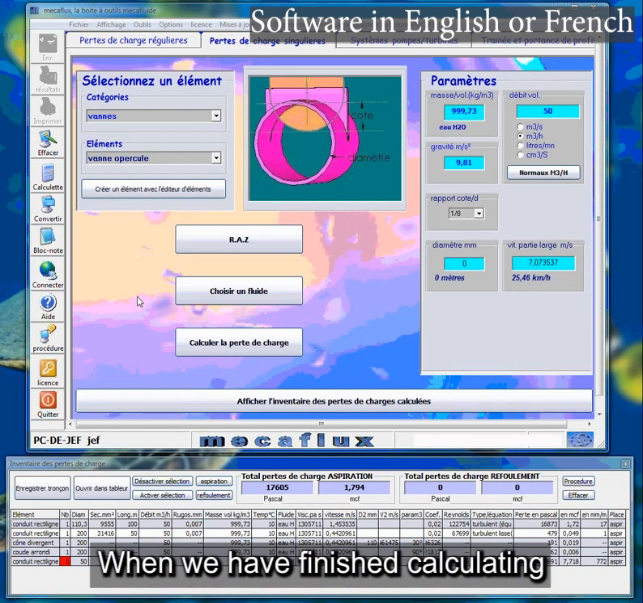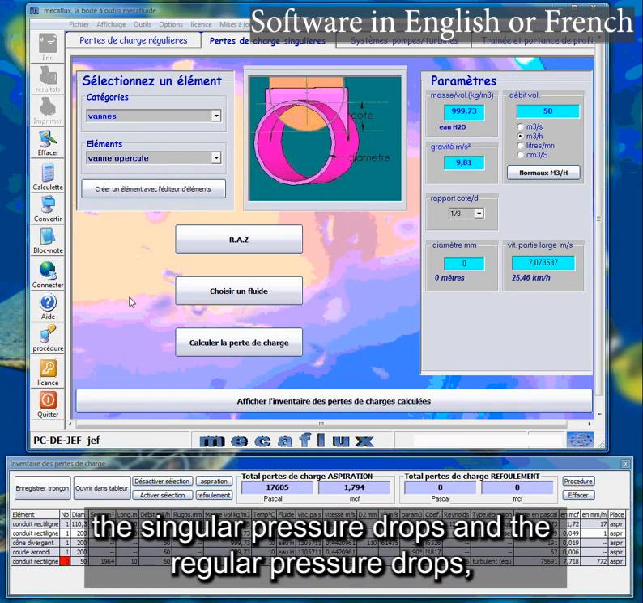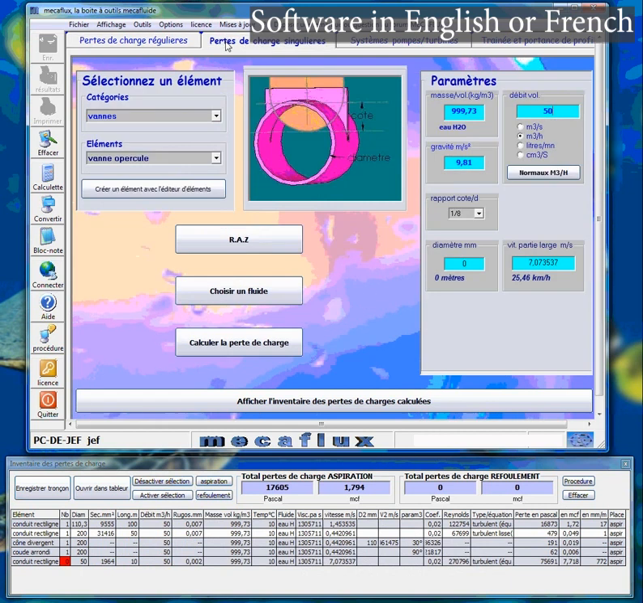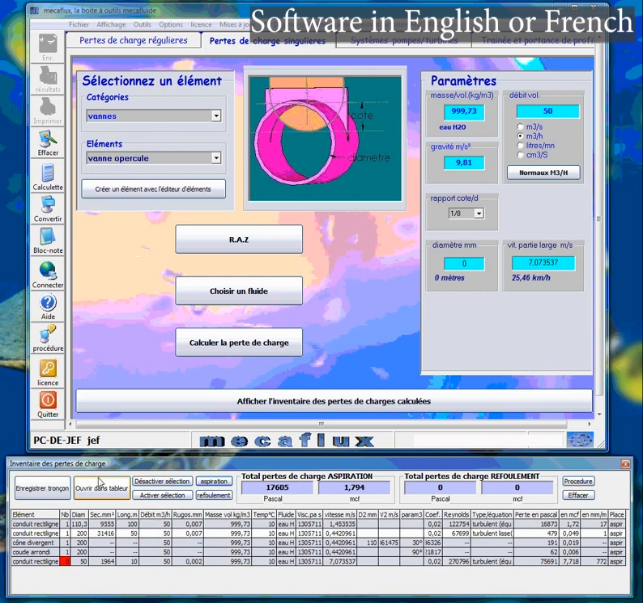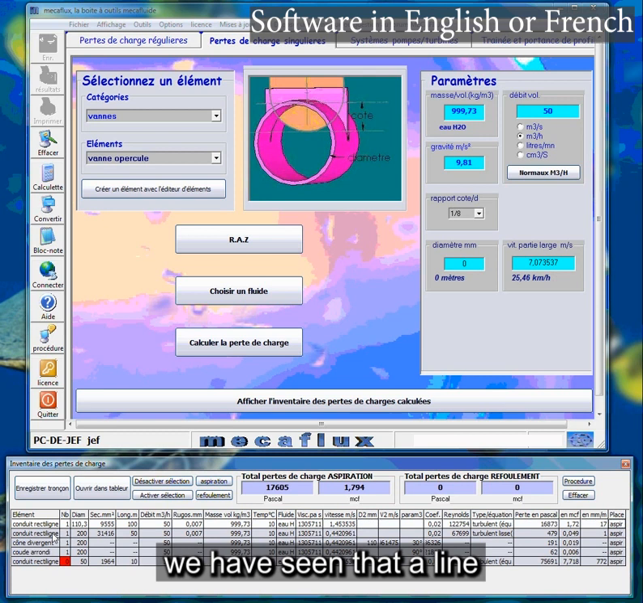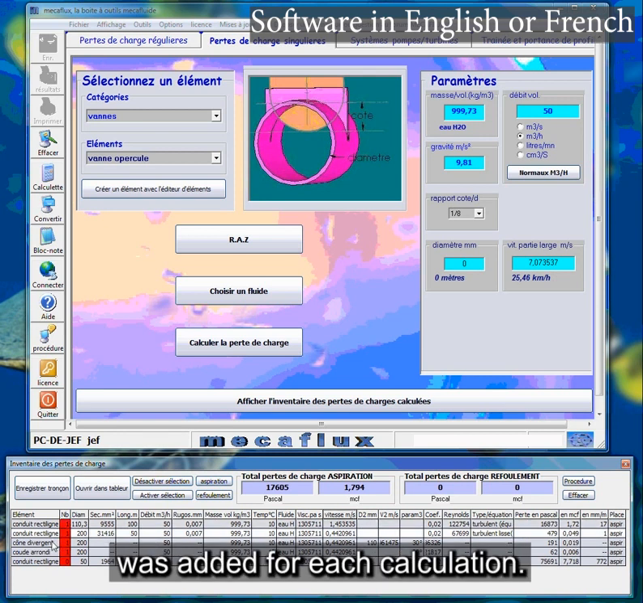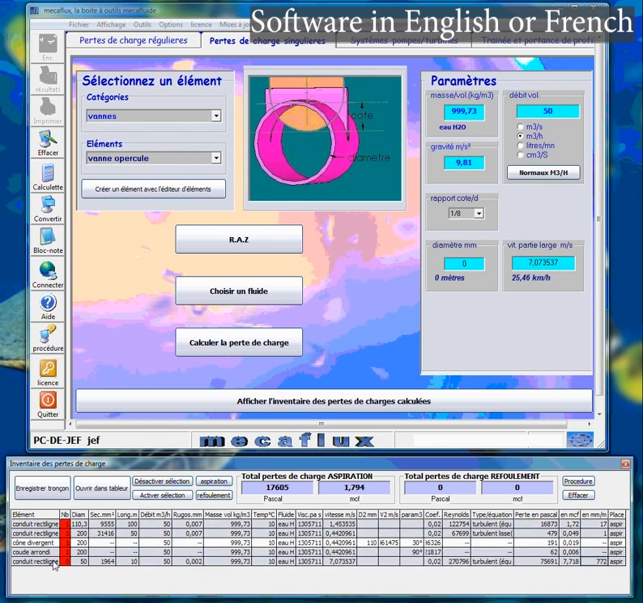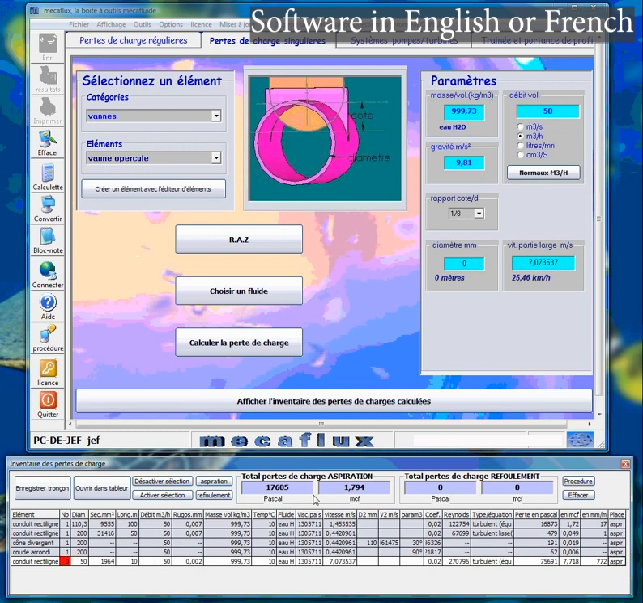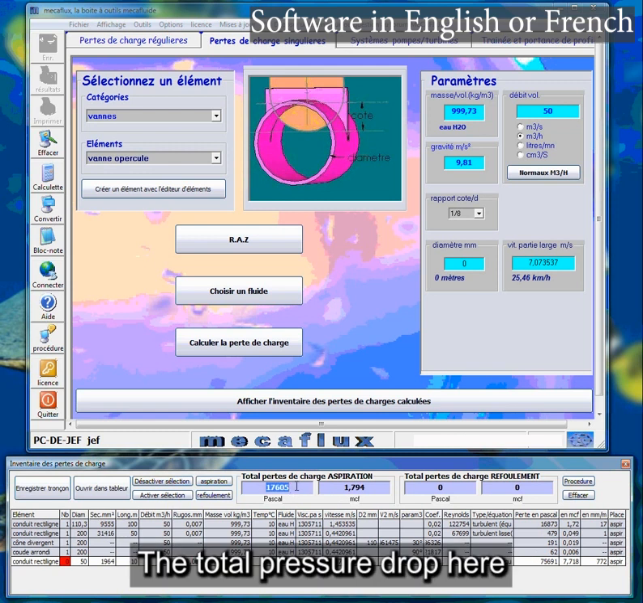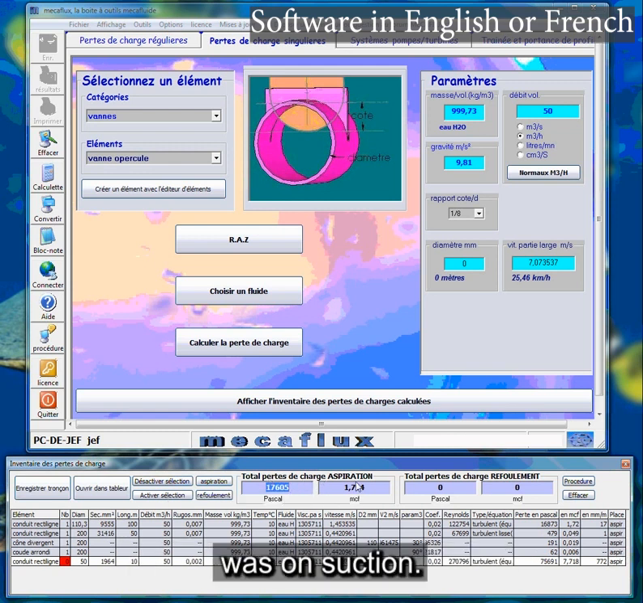When we have finished calculating the singular pressure drops and the regular pressure drops, let's look at the inventory of the pressure drops. In this inventory of head losses, we have seen that a line was added for each calculation. So, here we have our inventory. The total pressure drop here was on suction.